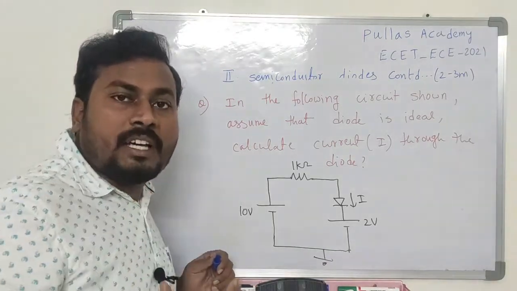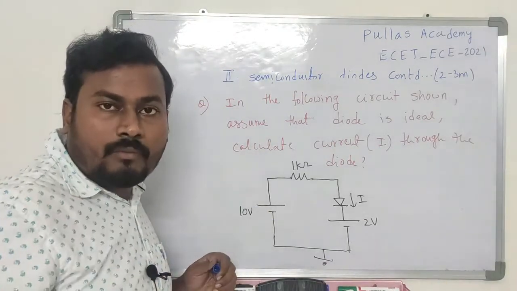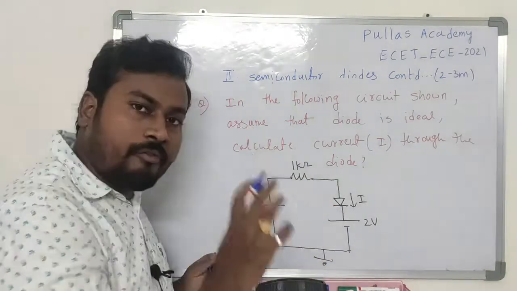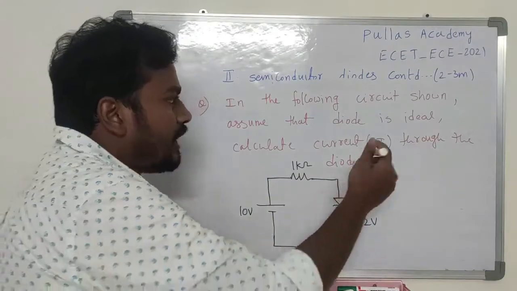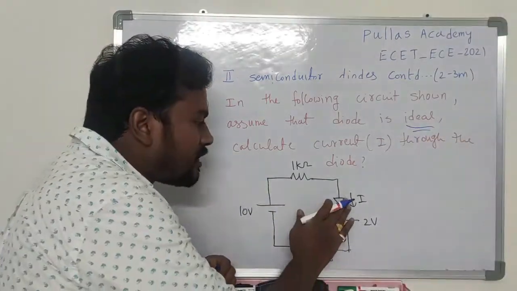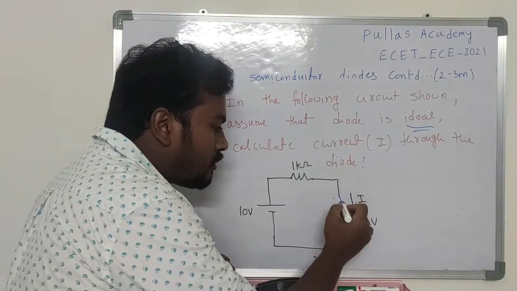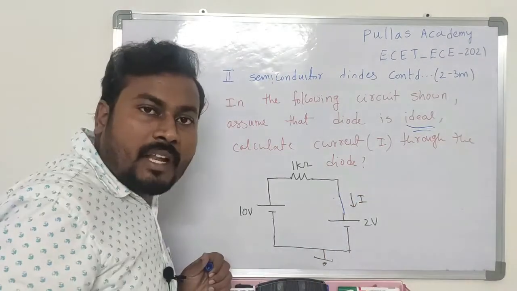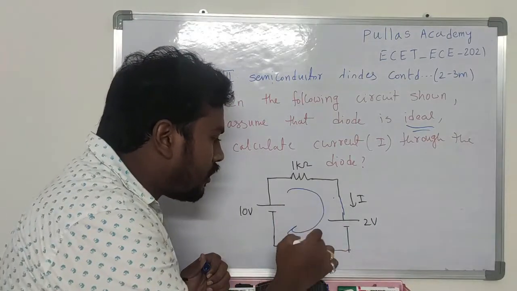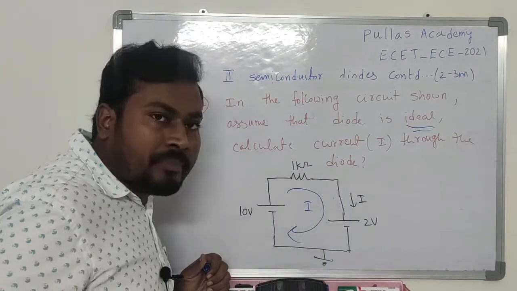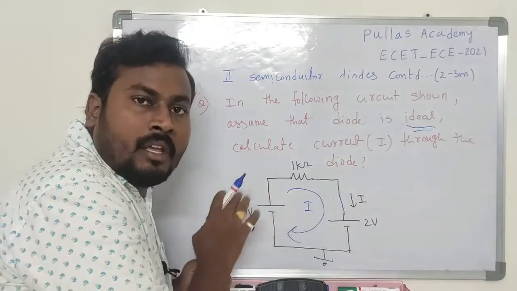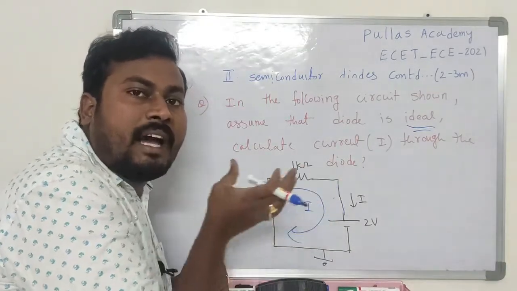What is the procedure I am mentioning? We have to assume that this diode is forward biased. Because it is given as an ideal diode, we have to replace it with what? Short circuit. So replace it with short circuit. Calculate the current through the diode, which is I here. So from Ohm's law, what is I here? Current is V by R.